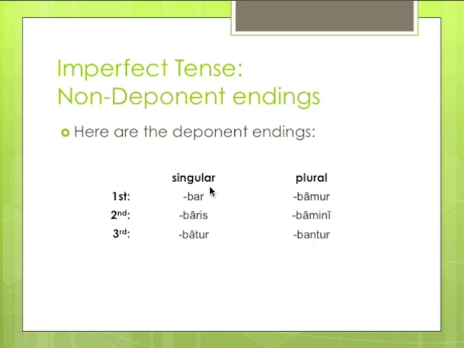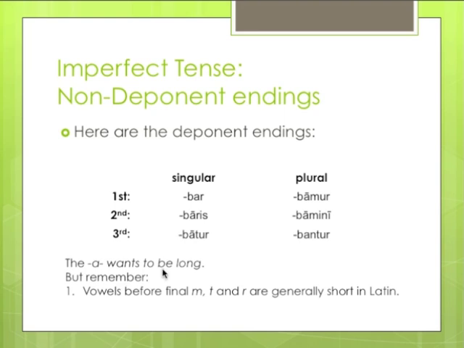Here are the deponent endings. Bar, baris, batur, bamur, bamini, bantur. The a wants to be long once again, but remember, vowels before final m, t, and r are generally short in Latin, so that means that this a has to shorten. Interestingly, this a here can be long because the t is no longer final in batur, unlike bat. And all vowels are short before nt, so that means that this a here must be short.